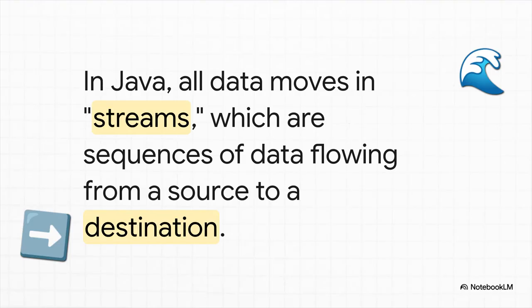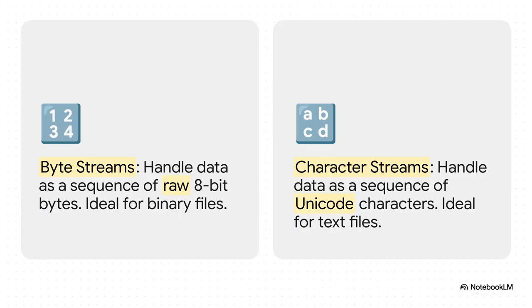In Java, pretty much all data moves in what are called streams. Just think of a stream as a pipeline for data, flowing from a source, like a file on your hard drive, to a destination, like your screen. Your program can tap into this pipeline to either read data coming from the source or write data out to the destination. And what's really important to get here is that Java I/O is fundamentally divided into two camps.